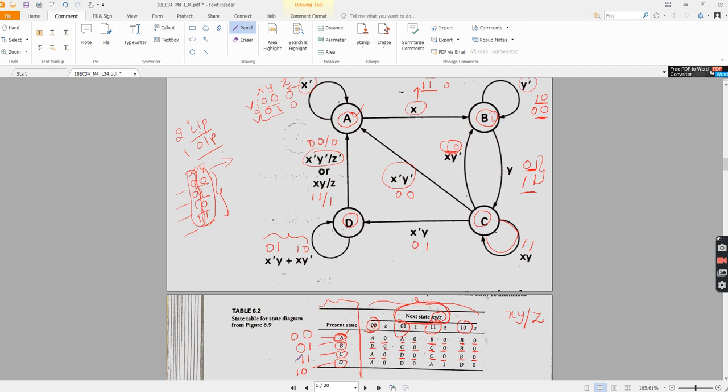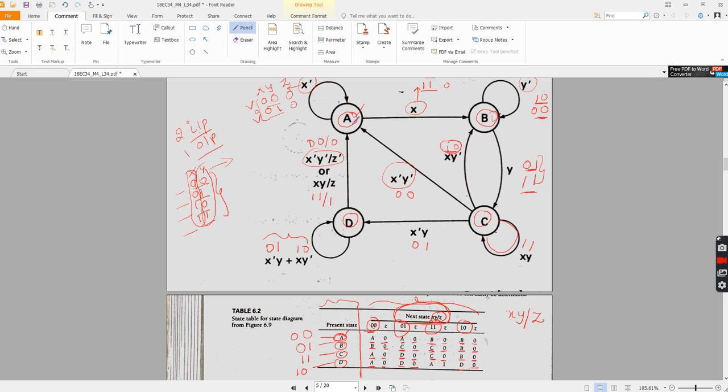Yes, sir. Lastly, I am in state D now. From state D, when it is 0 0, I go to A. The output is 0. When it is 0 1, I stay in D. The output is 0. When it is 1 0, I stay in D. The output is 0. Correct?